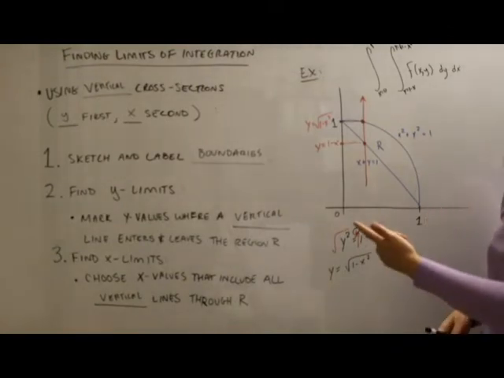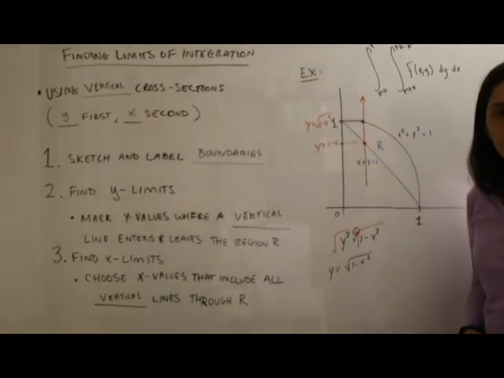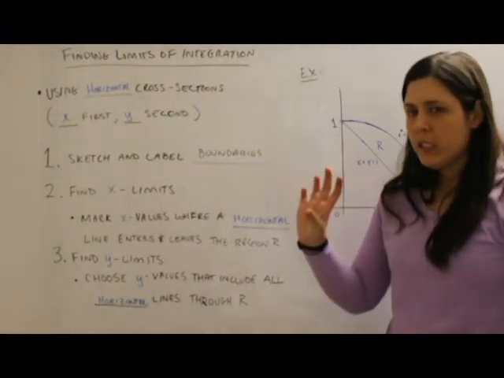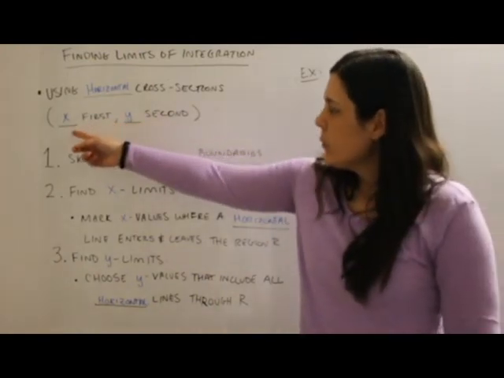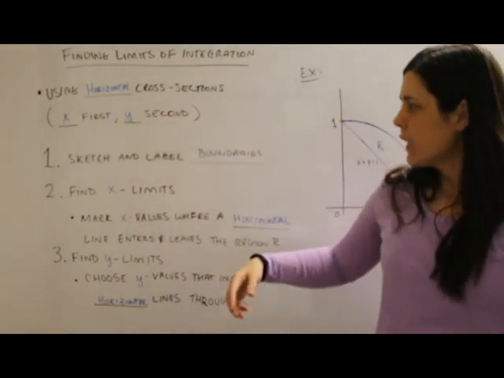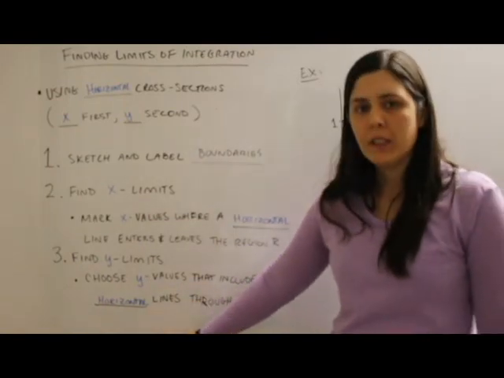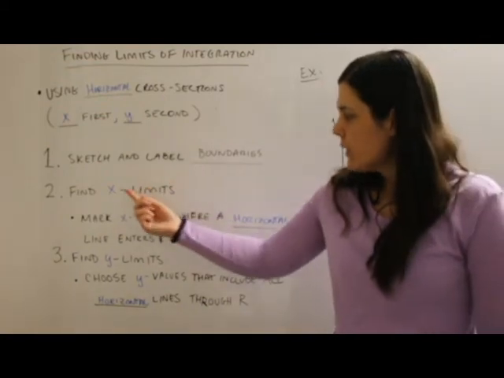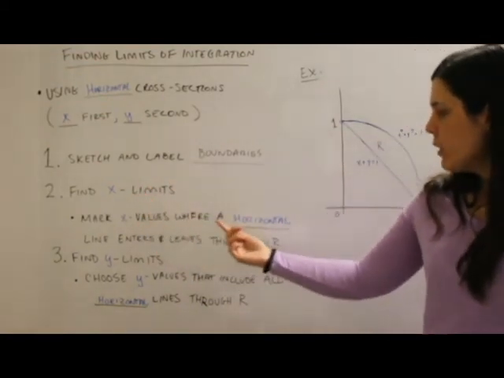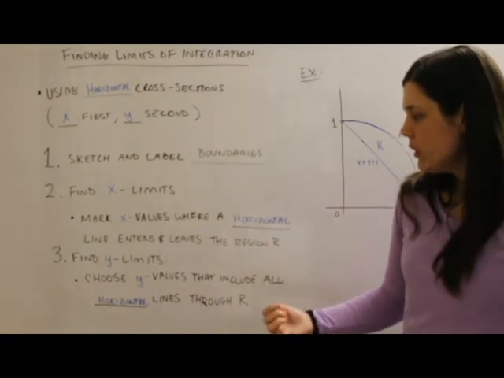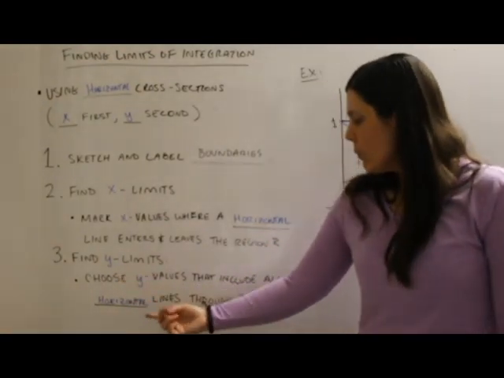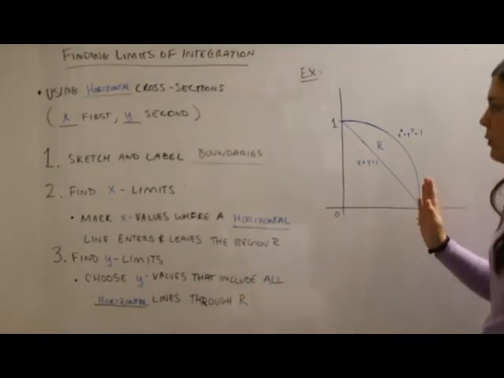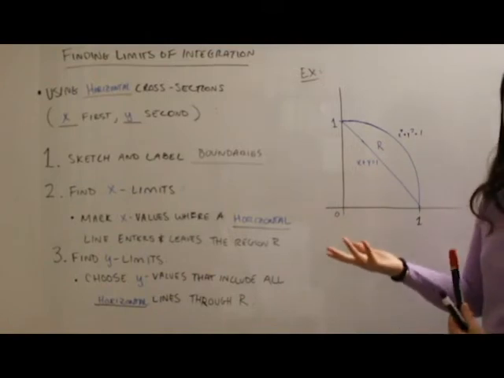Now we'll do this again using horizontal cross sections. So now you're going to be using horizontal cross sections. So everything kind of just swaps. X is going to be integrated first, then y is going to be second. So the process is pretty much the same. You're just switching x and y and vertical to horizontal. So you're finding your x limits first, marking the x values where horizontal lines enter and leave your region, and then the y limits after by thinking about how you can contain all the horizontal lines. So same region we already looked at, we're just going to integrate the other direction.